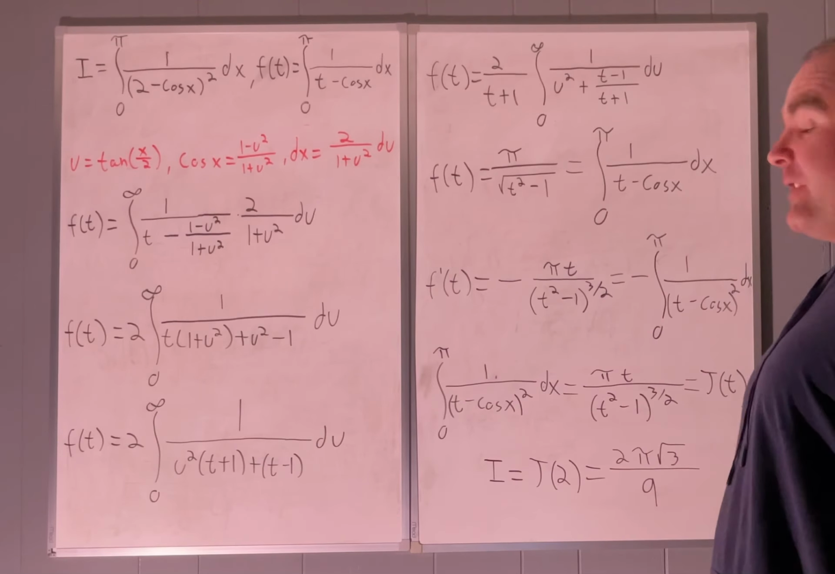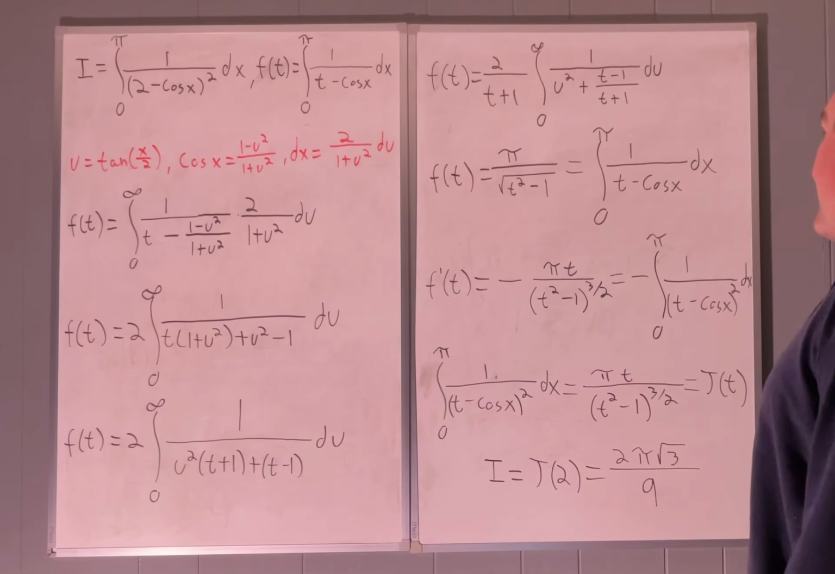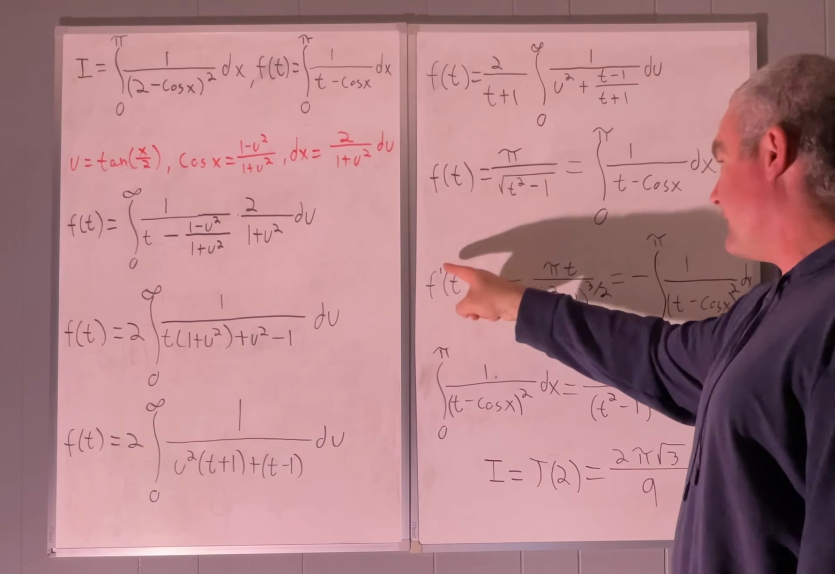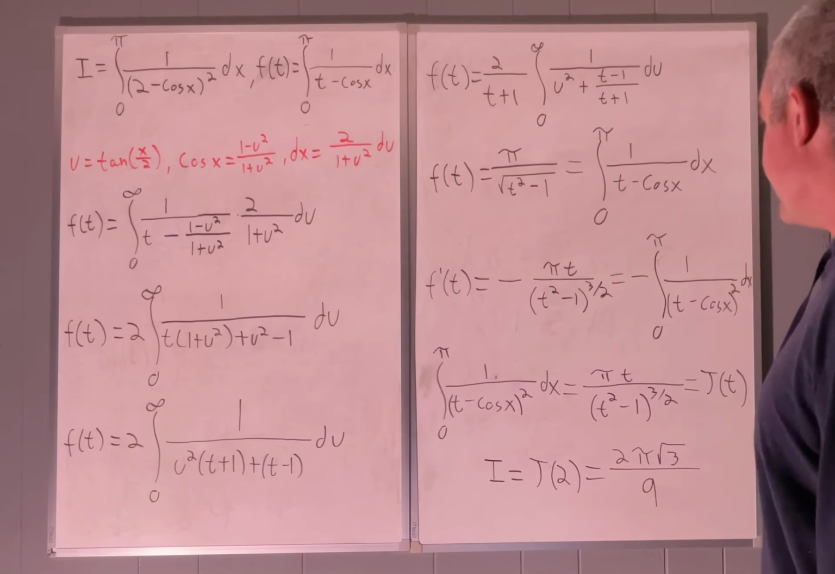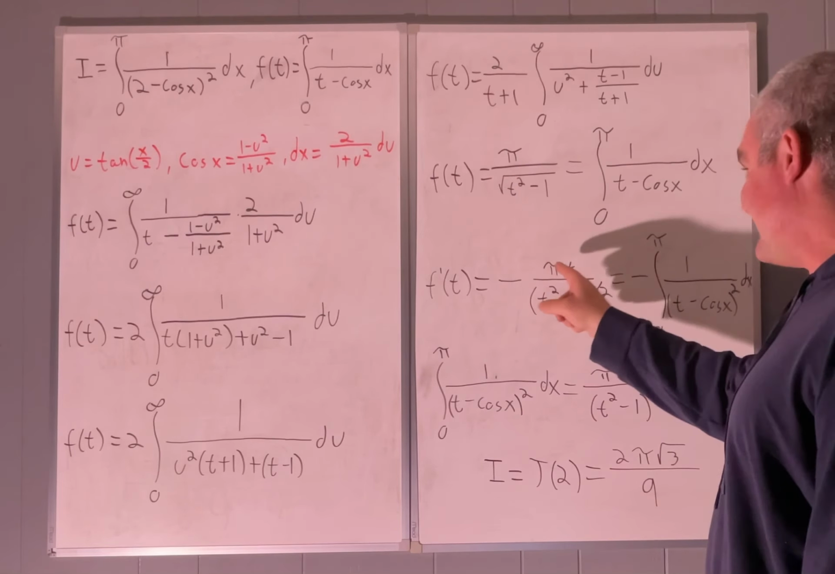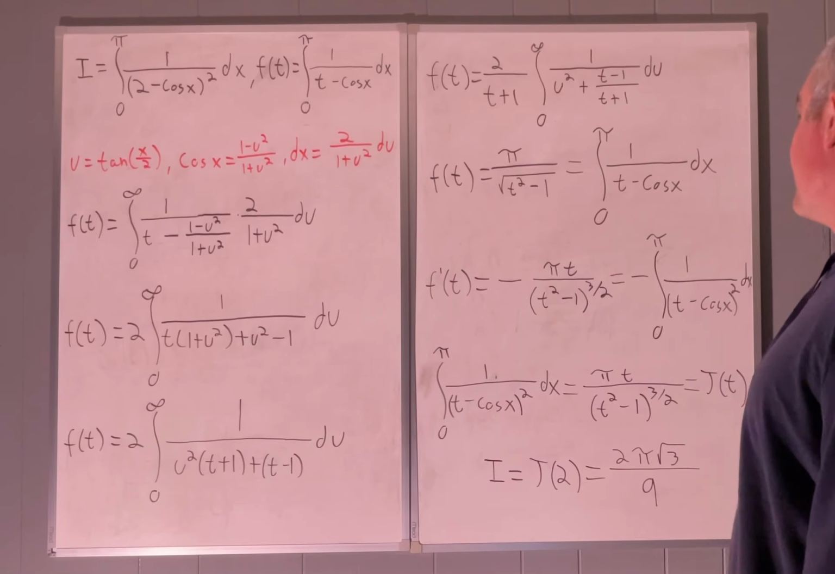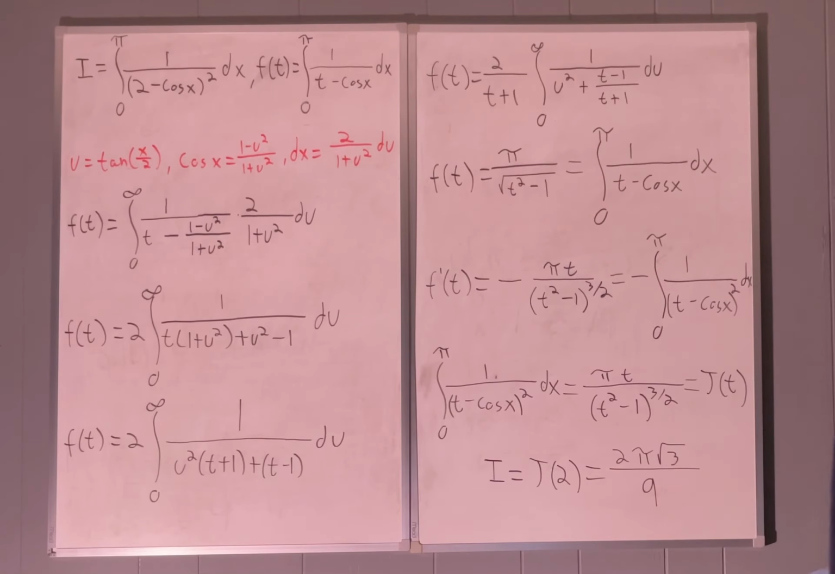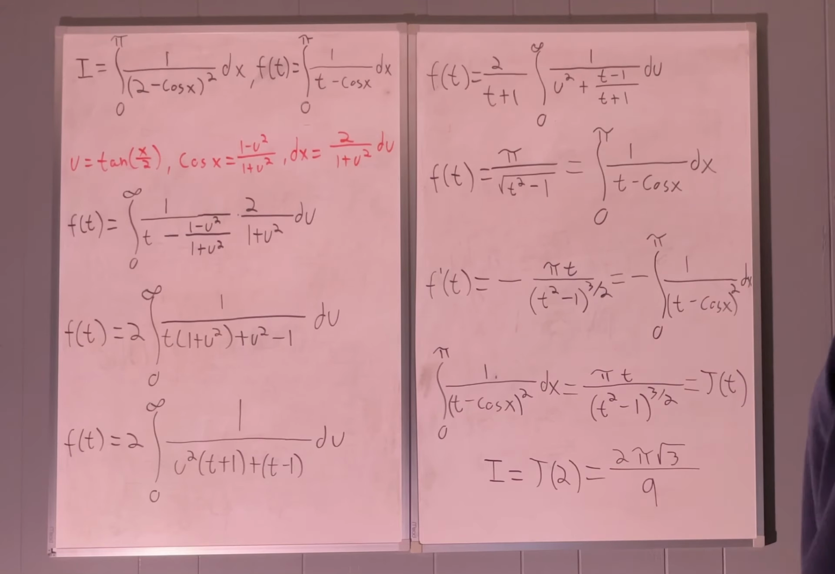So now comes the Feynman integration part, where we use the Leibniz rule for differentiation under the integral sign. All we'll do is take a derivative with respect to t of f of t, giving us f prime of t, a derivative with respect to t of pi over the square root of t squared minus 1, which will give us negative pi t over (t squared minus 1) to the 3 halves. Taking a derivative with respect to t of this using the Leibniz rule will give us negative integral 0 to pi of 1 over (t minus cosine x) all squared dx.